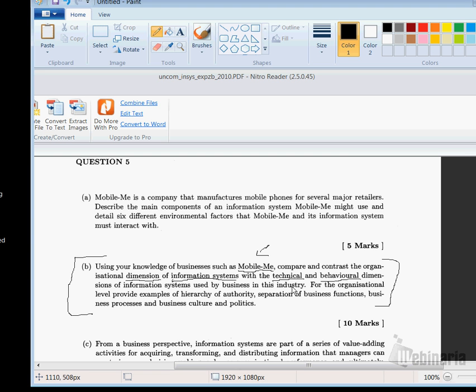Okay, so for the organizational level, provide examples of hierarchy of authority. Now, the example of the hierarchy of authority, well, we've looked at that already when we looked at the pyramid structure, and the pyramid structure is on page 51. So if you want an example of a hierarchy of authority, take a look at page 51 and apply that chart to a company like MobileMe. You should have a copy of this exam paper.